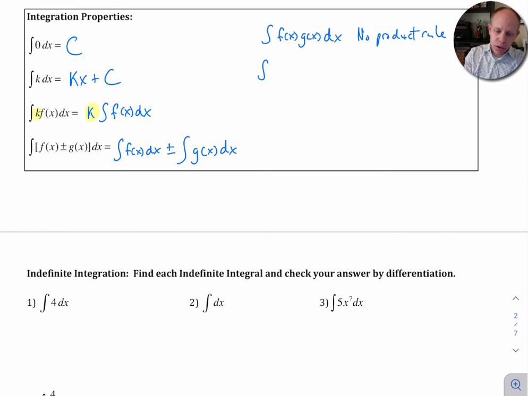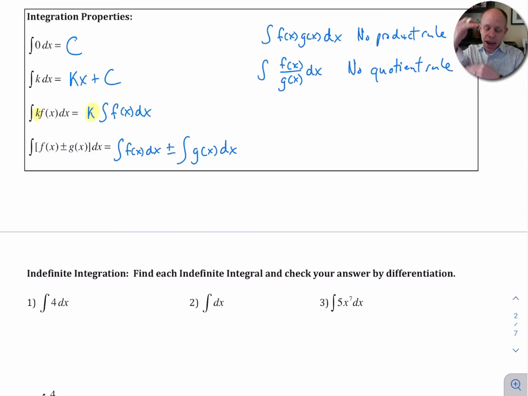Now there's also no quotient rule. So if you have f at x divided by g at x, we have no quotient rule either. Now this doesn't mean we can't find these antiderivatives or indefinite integrals. It just means we can't use the power rule and there is no specific quotient rule for this. A lot of times we'll actually try to divide these two to get things that are power rules. And if you can't, you might have to manipulate them some other way.